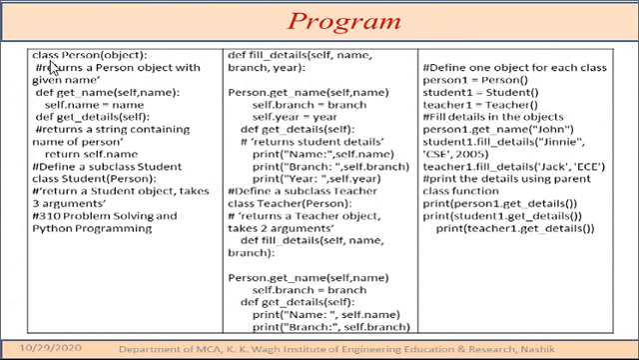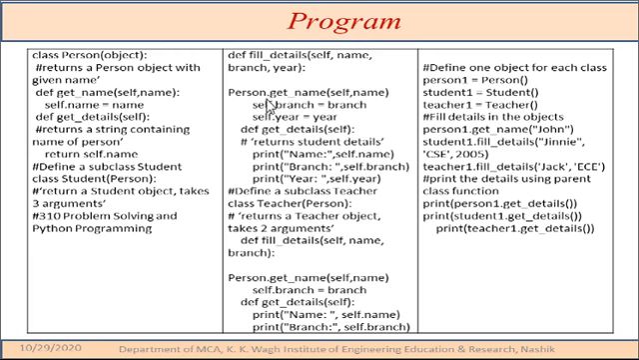As I said, I have prepared one class called person. In that person class I have taken the get name method and get details method. Then I have inherited that class as a student and as a teacher here. For inheriting the student, I have taken 3 arguments here. Likewise I created the person class, and for inheriting the student class I have taken one more method called fill details.